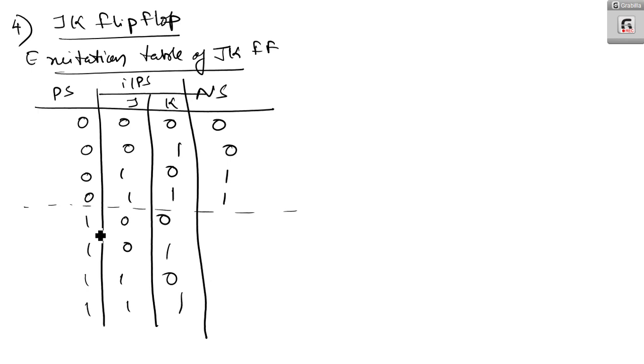0 0, present state will remain there. 0 1, that is reset. So 1 will be reset to 0. 1 0, that is set. That is 1 remains there. 1 1, that is toggle. So 1 will be toggled to 0.